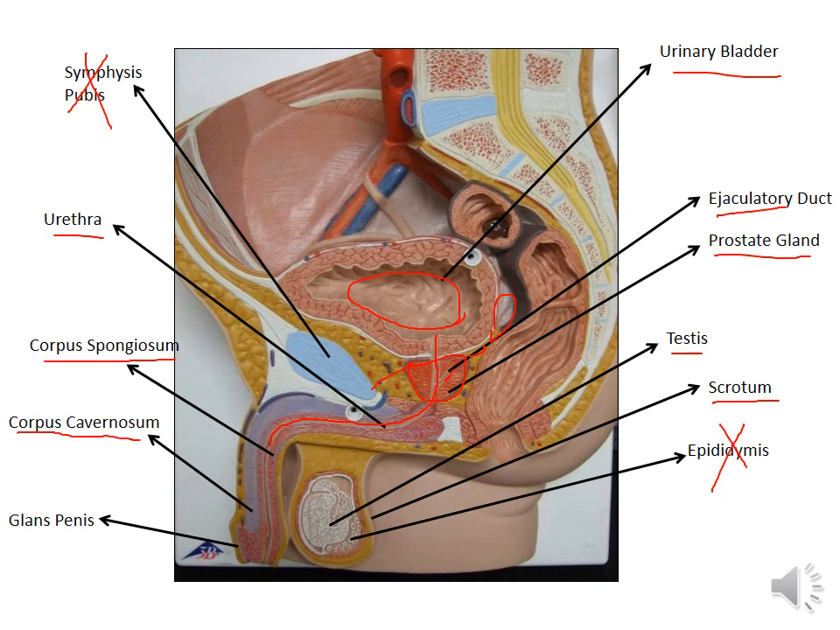So the corpus cavernosum is this purple band of tissue on top, and the corpus spongiosum is where the urethra comes through. So it is this area here. Now the corpus spongiosum, and I didn't mention this on the last picture, as it extends down, will expand into what we call the glans penis. And this is basically the head of the penis. And it is an area of very sensitive nerve endings, obviously.